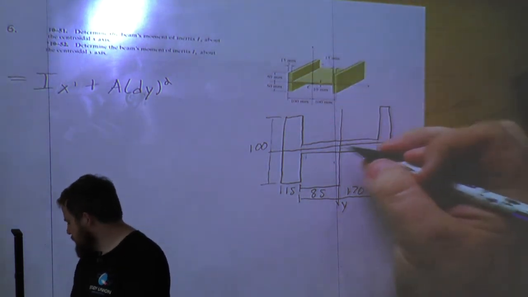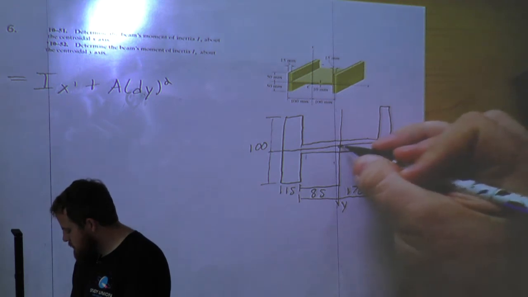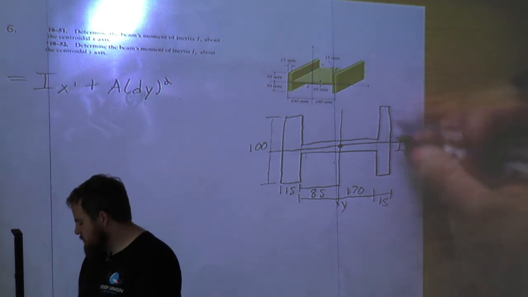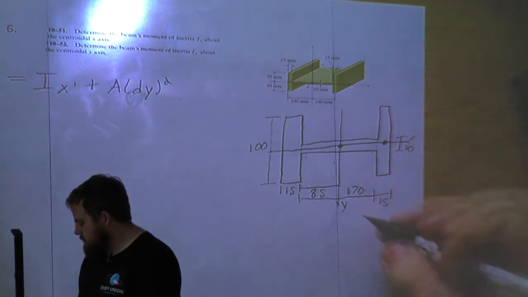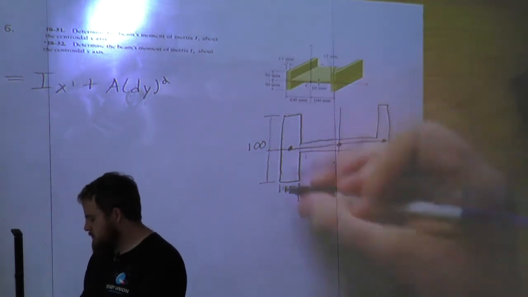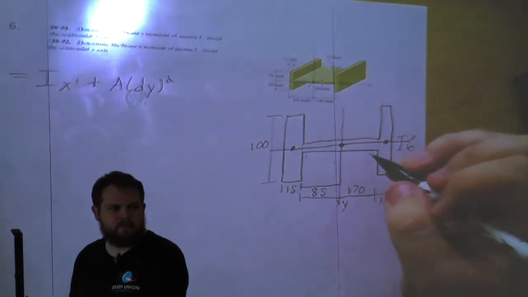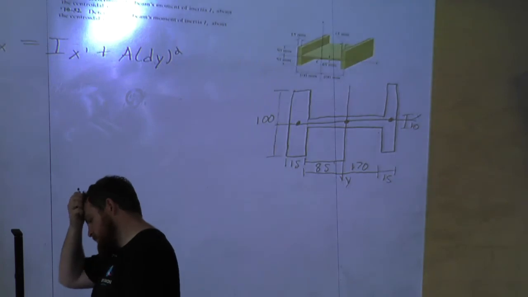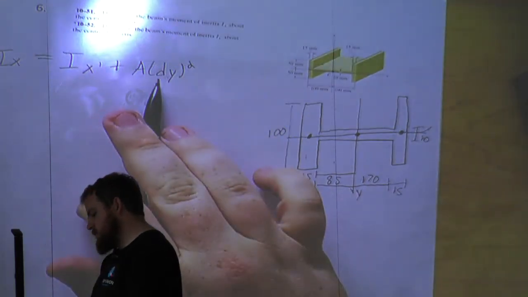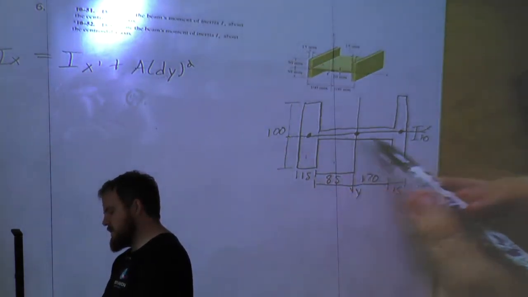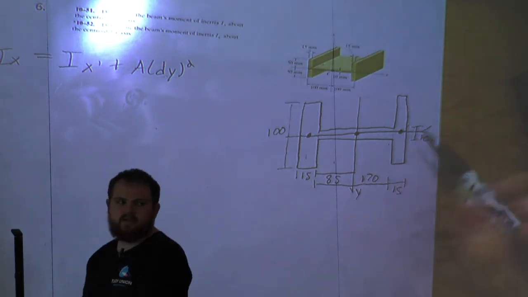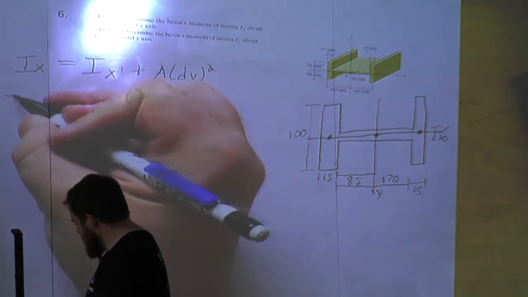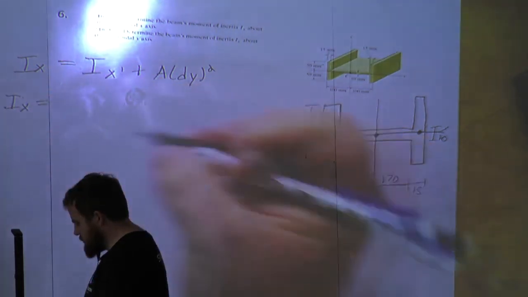So this first part, centroid's right here, right? And then the second part, centroid's right here. Third part, centroid's right here. Everybody see that? They're pretty straightforward centroids. So that's what this dy is. It's the distance from this x-axis to the centroid.